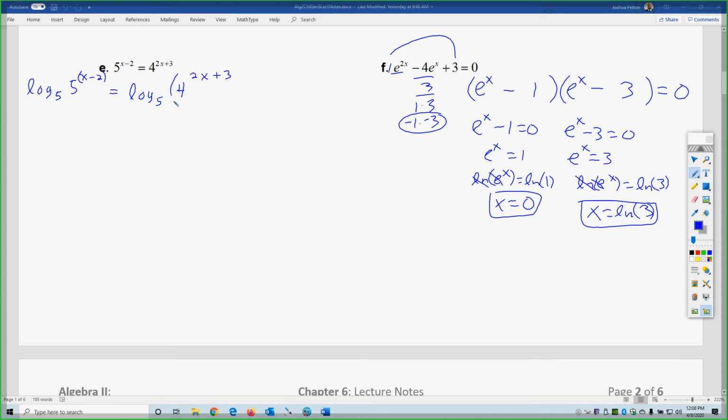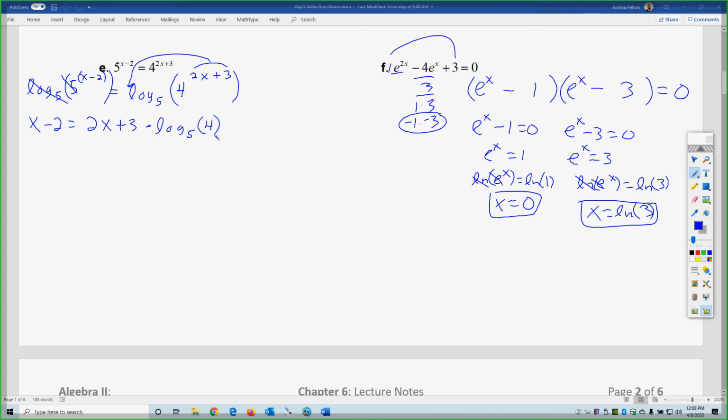Because what you do to one side of the equation, you must do to the other. You can't do one base to one side, one to the other. It's like adding 5 to one side of the equation, subtracting 6 from the other. It doesn't make sense. What you do to one side, you must do to the other. So those cancel. Leave you with x minus 2 equals. Now I'm going to take the power and bring it down using the power rule. So this is 2x plus 3 times log base 5 of 4.